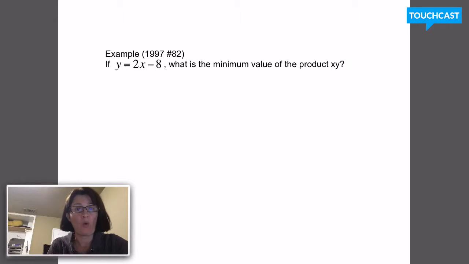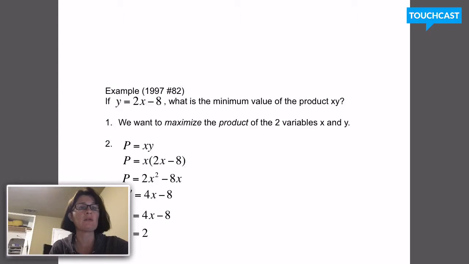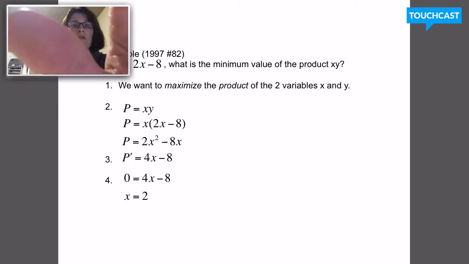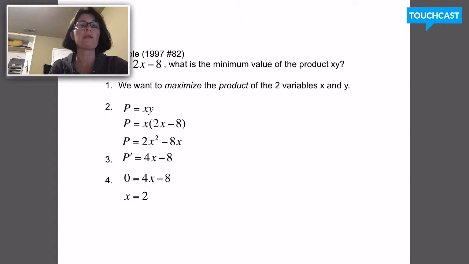So question 1, what quantity am I trying to optimize? The quantity I'm trying to optimize is the product of the 2 variables x and y. And specifically, I want to minimize that product. So step 2 is to write a function that relates those 2 quantities. Well, a function for that product.